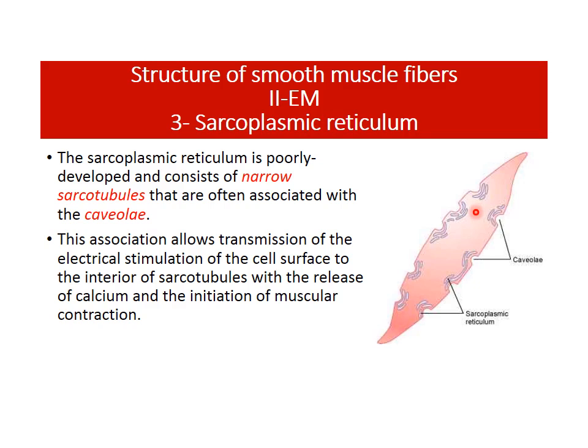Again, structure of a smooth muscle fiber by electron microscope showing sarcoplasmic reticulum. Sarcoplasmic reticulum is poorly developed and consists of narrow sarcotubules associated with caveolae. This association allows the transmission of electrical stimulation of the cell surface to the interior of sarcotubules with the release of calcium and the initiation of muscular contraction.